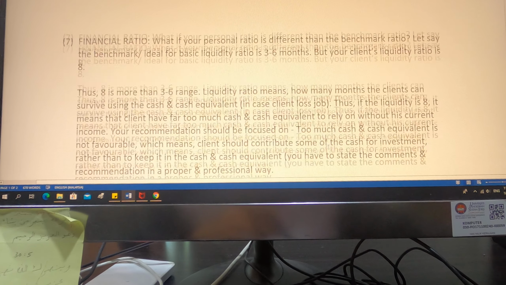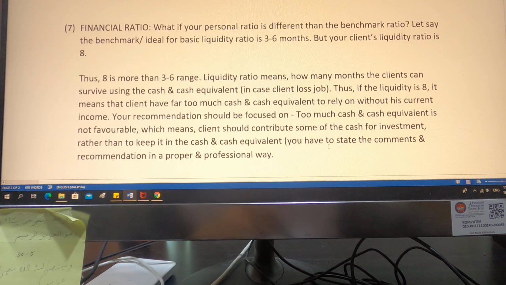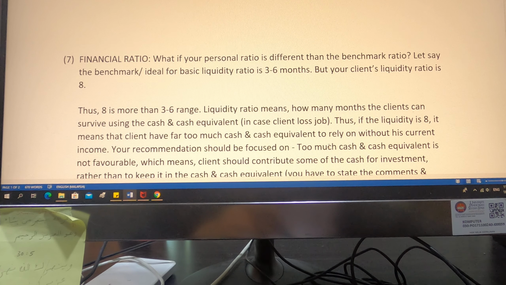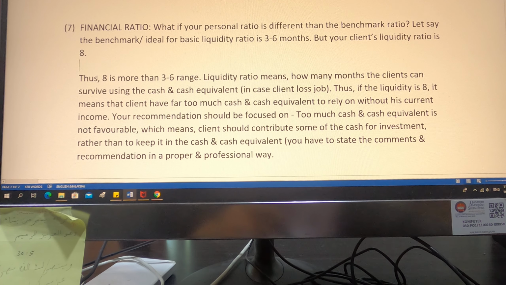All right, now I'm going to talk about financial ratio. I said to you that try your best to get your personal ratio as healthy as possible. Okay, I give you an example. What if your personal ratio is different from the benchmark ratio? Let's say the benchmark ratio for basic liquidity is 3 to 6 months, but your client's liquidity ratio is 8. Which means that it is more than the 3 to 6 range.